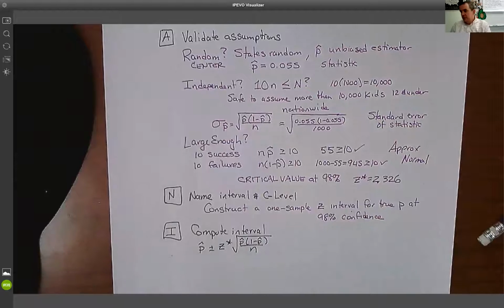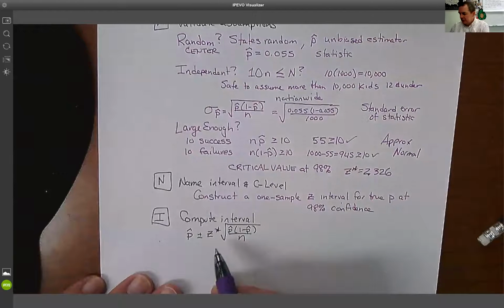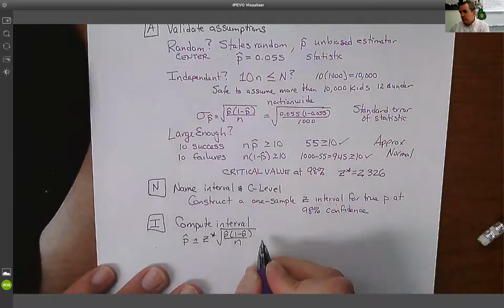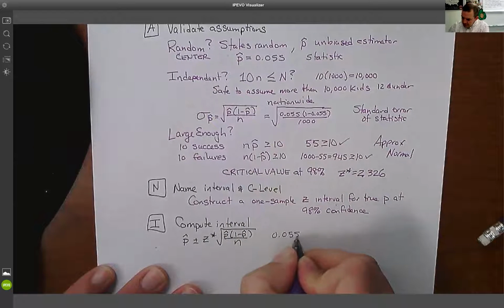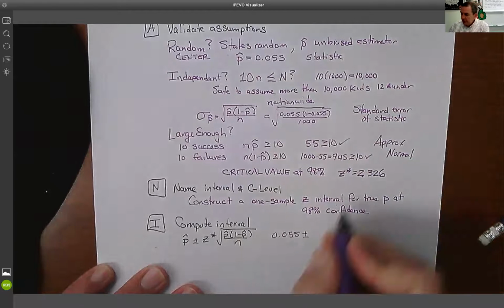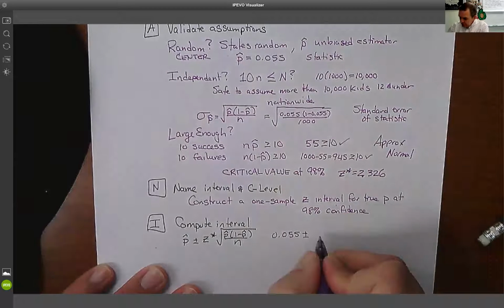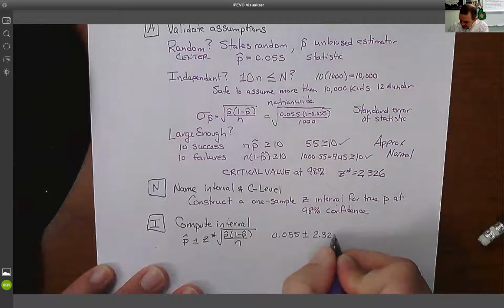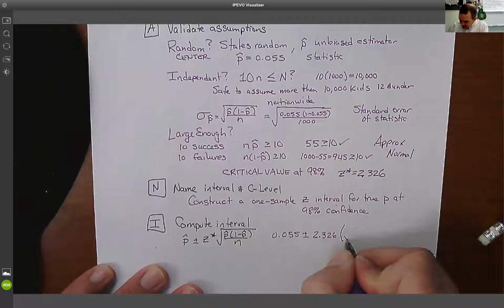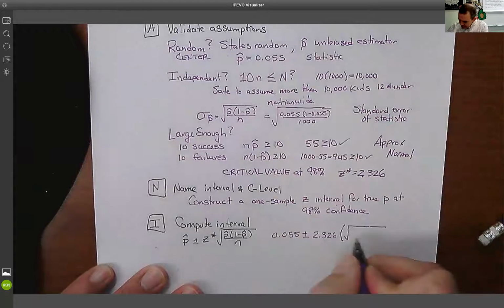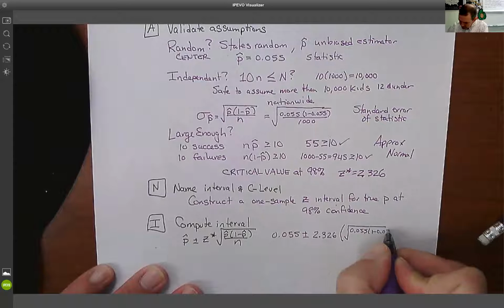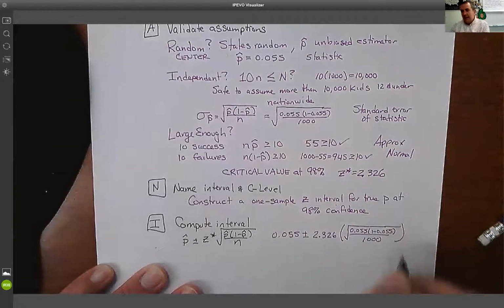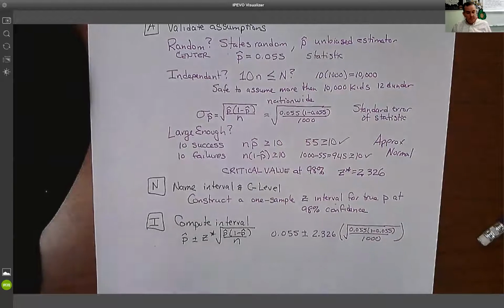So what I need you to do is, you don't necessarily need to write it down with the letters, but I do need you to write it down with the formula. So we know that P hat is 0.055 plus minus. We know that our critical value is 2.326. And we know that our standard error up top is going to be the square root of 0.055 times (1 minus 0.055) over 1,000.